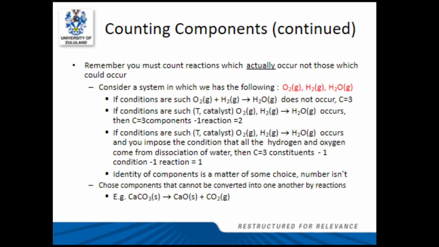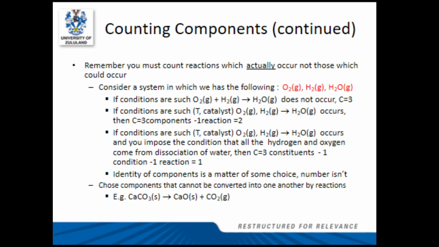If conditions are such that, for example, we introduce a catalyst, oxygen and hydrogen will give us water, so it occurs. If the question asks what the number of components is, because in this case we are told that this reaction now occurs, then just like the previous example, the number of constituents is still 3. But in this case, we have a reaction. So C is equal to 3 minus 1, which is equal to 2.